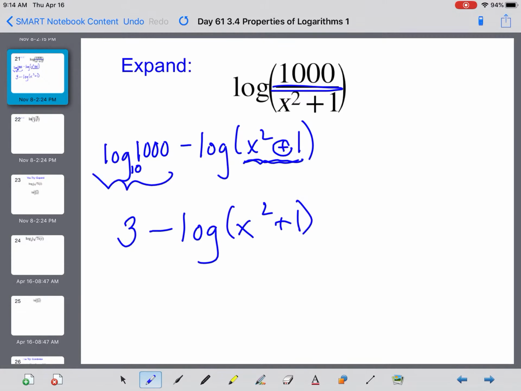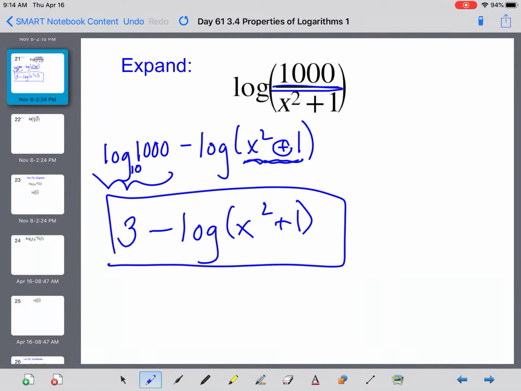And also think about it, x squared plus 1 doesn't factor. So I can't break it up into like two different products that way either. So it is just that entire quantity that I'm going to be having. So this would be my final simplified expanded version.